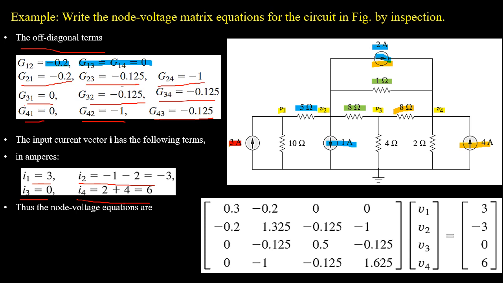Now combining all these terms in matrix form, the product of the conductance matrix multiplied by the node voltage vector will be equal to the current from the current sources, and the form is represented in the slide. So in this way, using the inspection method, you can find the node voltage equation.